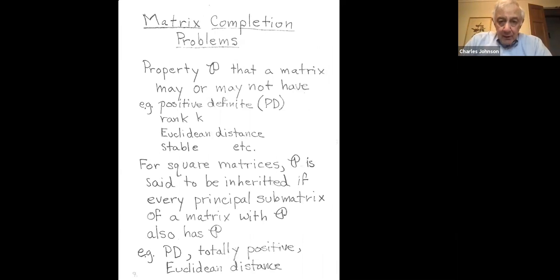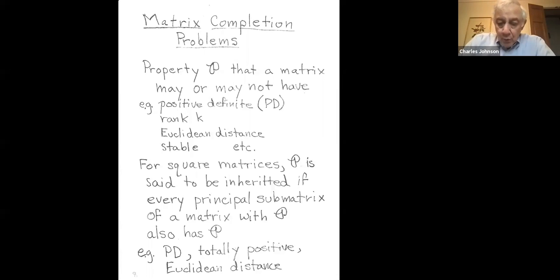So now let me talk about matrix completion problems in general. And there, the basic object is that I need a property that I'm interested in. I'll call it script P. So script P is simply some matrix property. Here's a list of famous ones: being positive definite, having a particular rank, being a Euclidean distance matrix, being a stable matrix, whatever you like. There's lots and lots of properties that people naturally study.